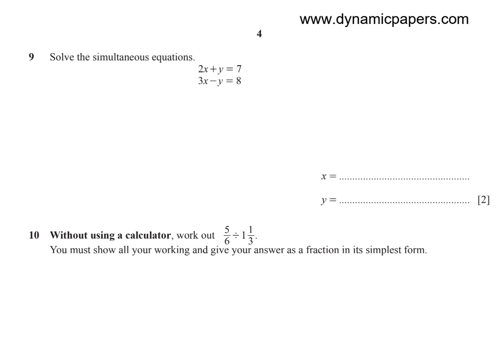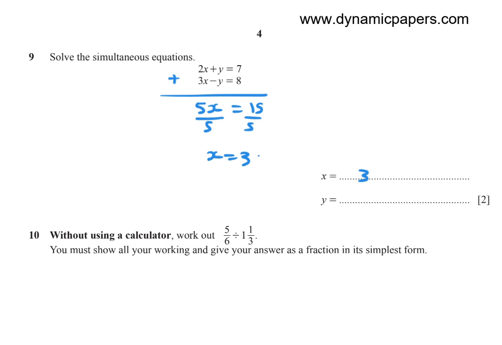Number 9, solve the simultaneous equations. 2x plus y equals 7, 3x minus y equals 8. Look at the coefficient of x, 2 and 3, the coefficient of y, 1 and negative 1. Now if we add, we can eliminate y. So 5x equals 15, divide by 5, so x equals 3.